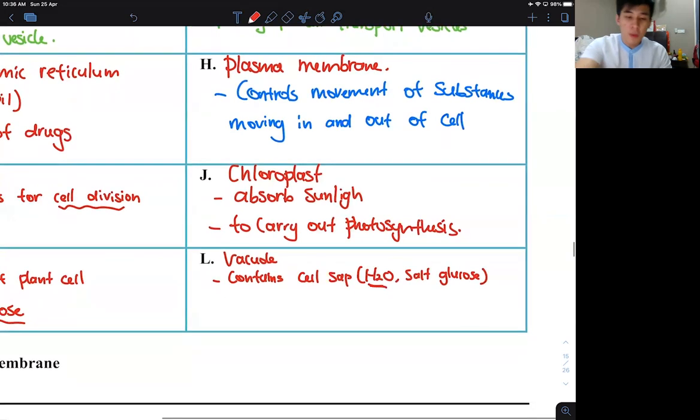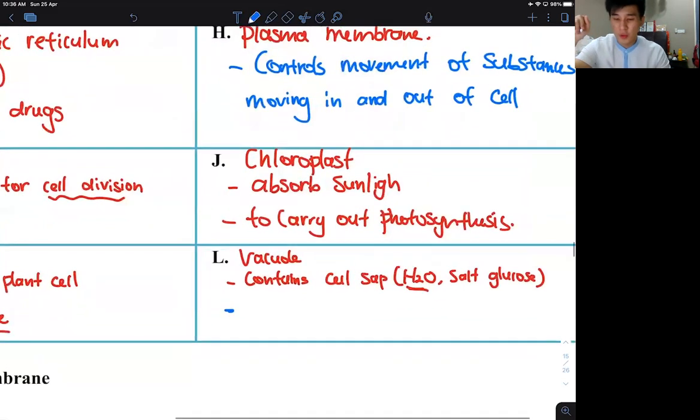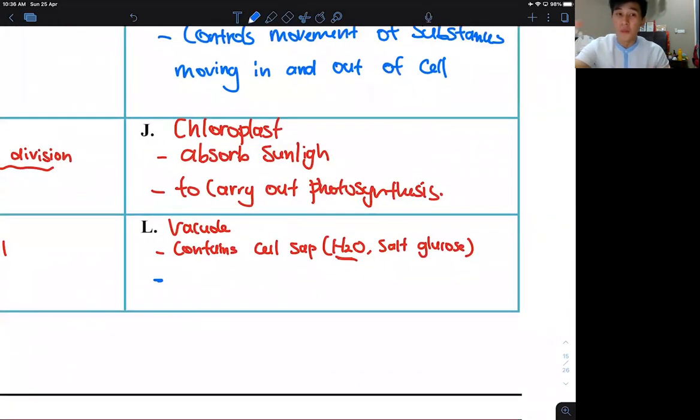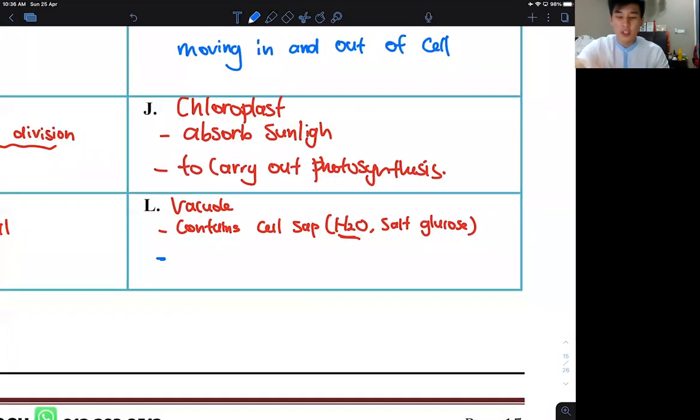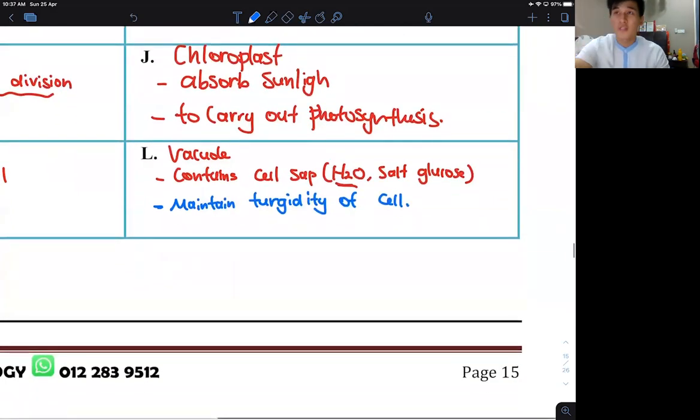Now, I need to add one more point over here. What else does this vacuole do? So when the vacuole got water, right, this vacuole is also involved in helping to maintain what we call turgidity of the cell, because it keeps the cell turgid. Very good, Wesley.